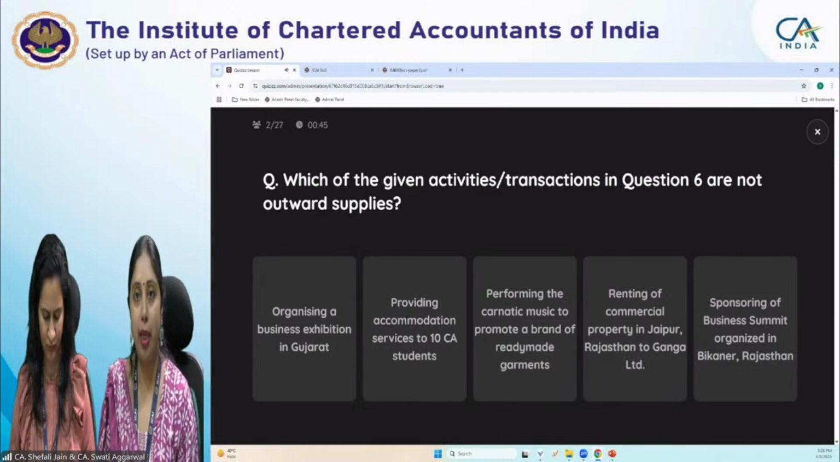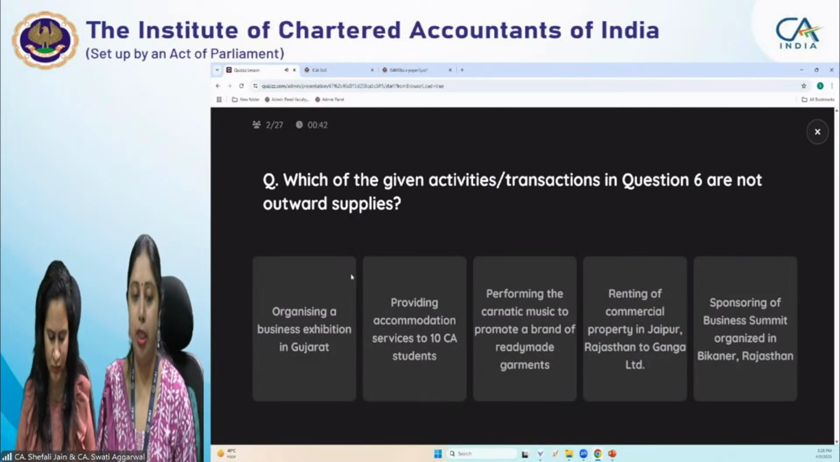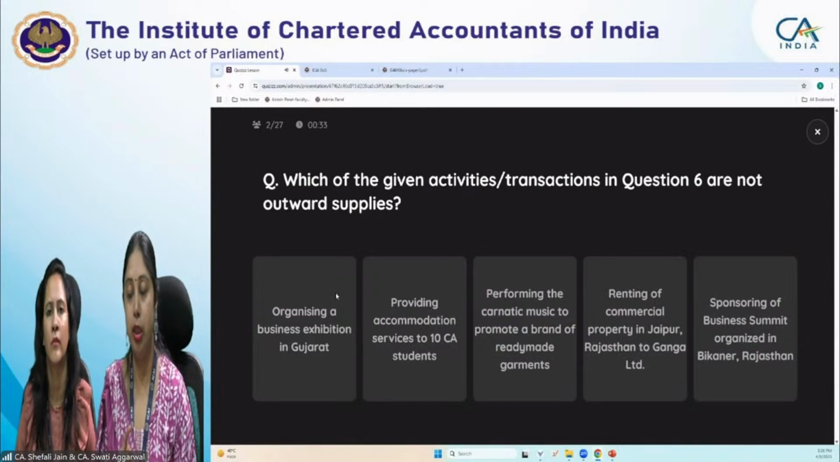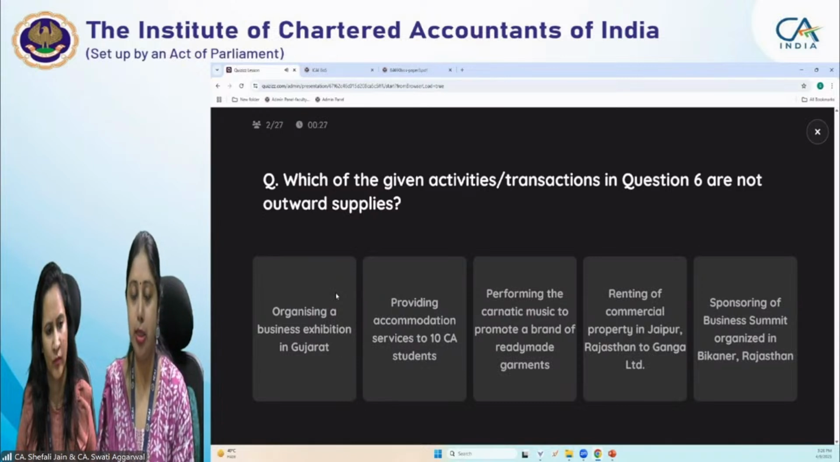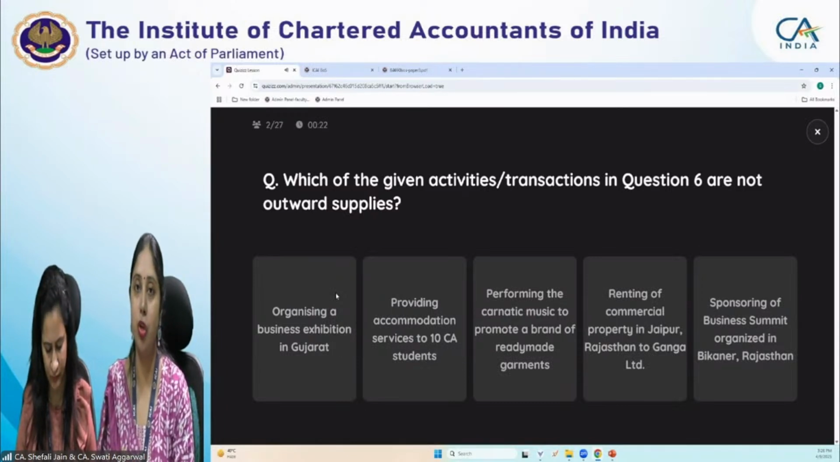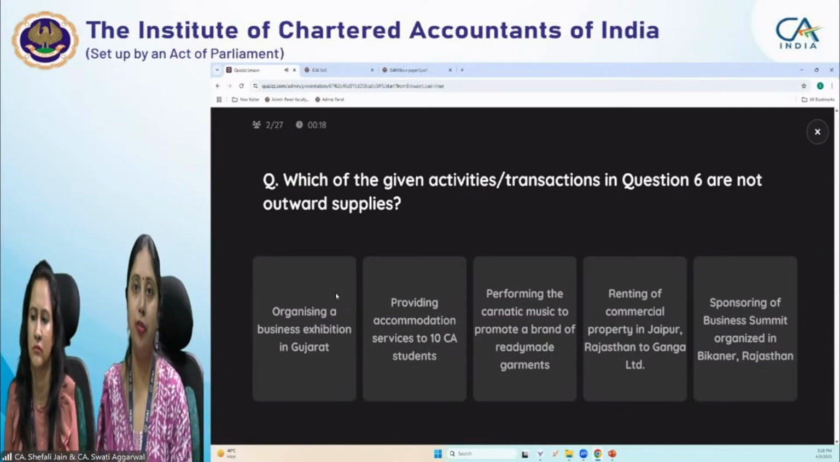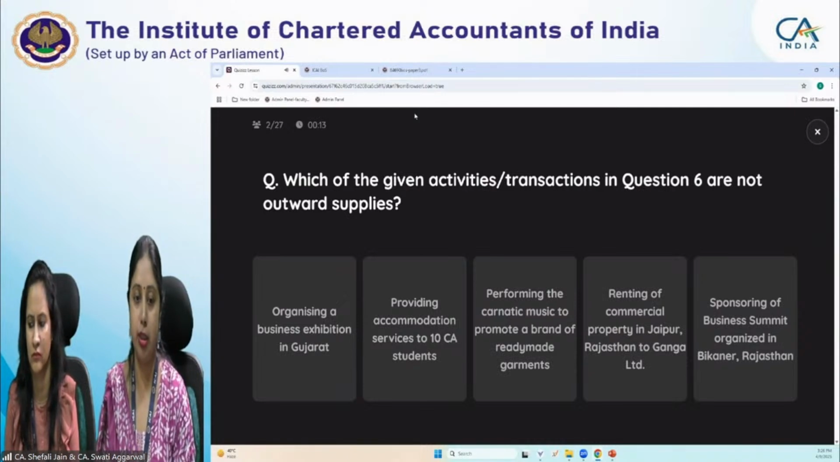Which of these supplies is an inward supply? He is organizing a business exhibition. He is providing accommodation service. He is performing Carnatic music. Then he is renting out his commercial property in Jaipur. Some of his commercial property is located in Jaipur, and he is renting it out. And he is sponsoring a business summit, which is organized in Bikaner, Rajasthan, and he is paying a sponsorship fee for that business summit. He is sponsoring it.